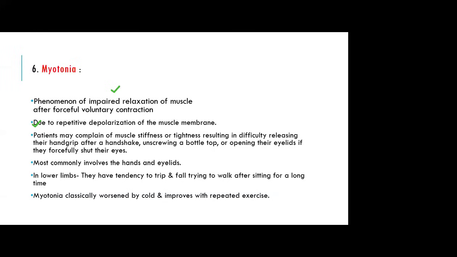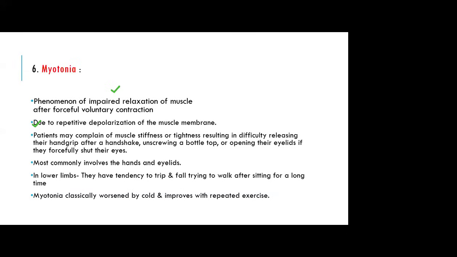Coming to the term myotonia. Myotonia is a phenomenon of impaired relaxation of the muscle after forceful voluntary contraction. It is due to repetitive depolarization of the muscle membrane. The patient may complain of muscle stiffness or tightness, resulting in difficulty releasing their hand grip after a handshake, unscrewing a bottle cap, or opening their eyelids after forcefully shutting their eyes. It most commonly involves the hands and the eyelids.